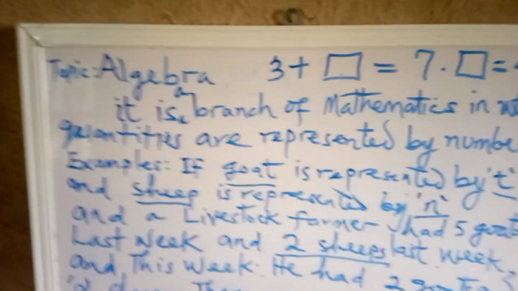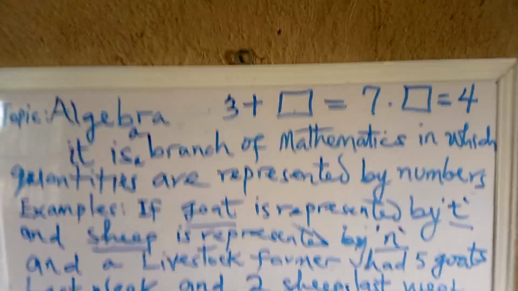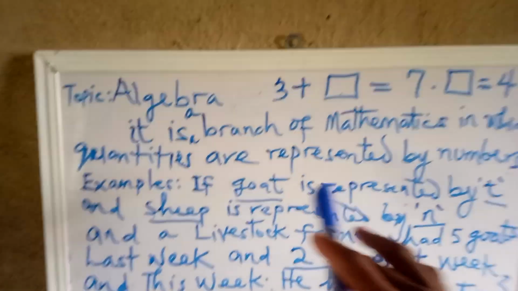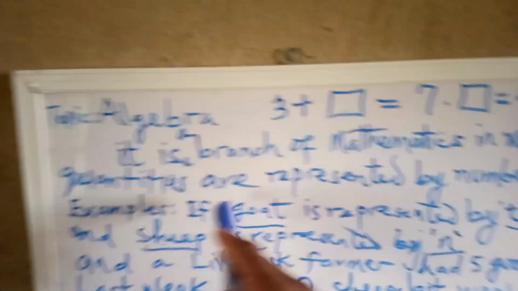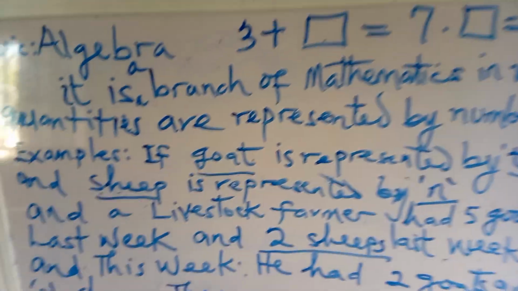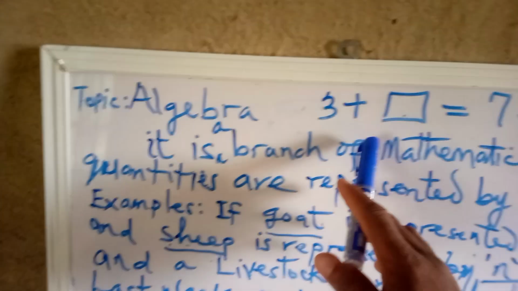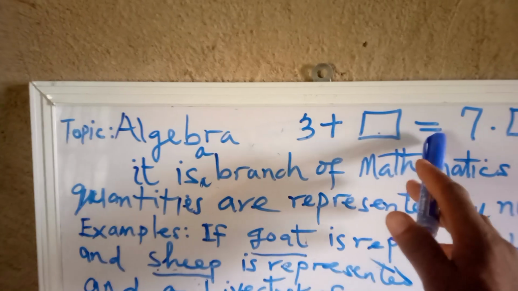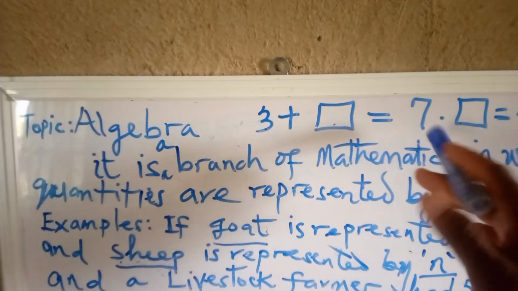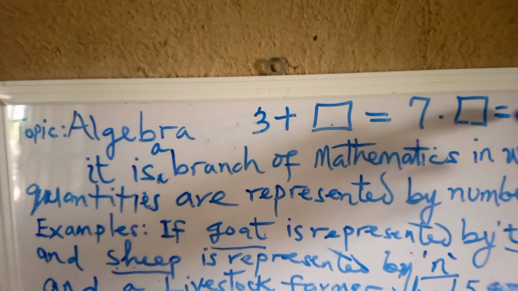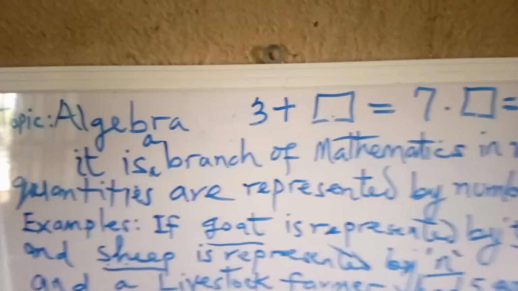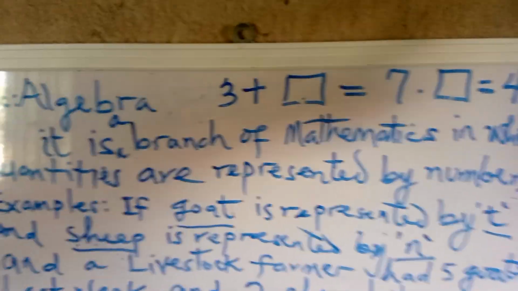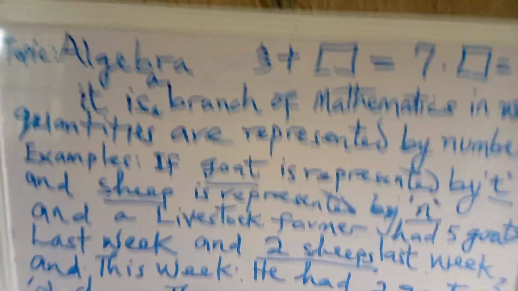The topic before us this morning is algebra. Algebra is an important aspect of mathematics. It is a branch of mathematics in which quantities are represented by numbers. Just like in our elementary school days, I will say 3 plus box is equal to 7. For instance, we discover that this box will be 4, because the only number we can slot in here to make this one 7 is 4. So that is what we just advance in algebra.